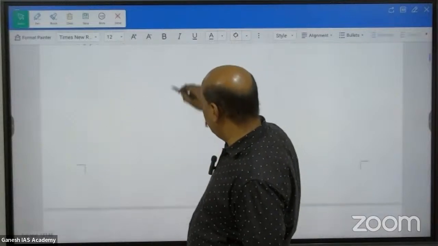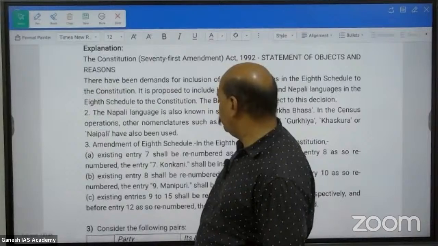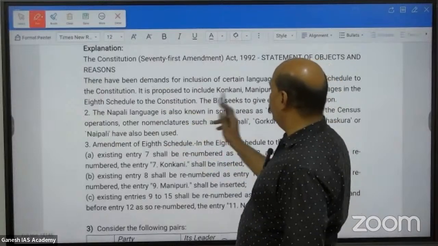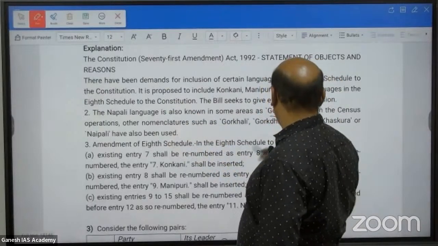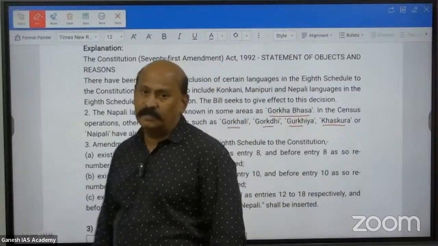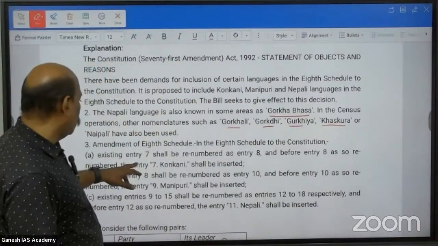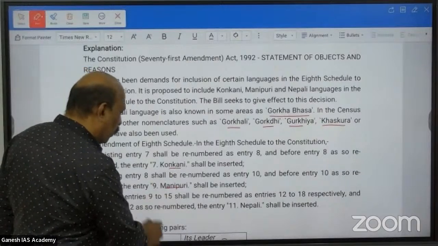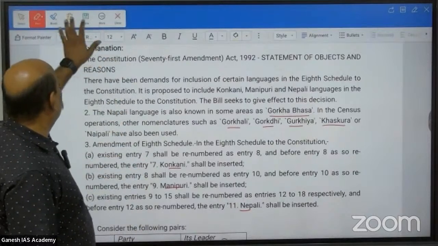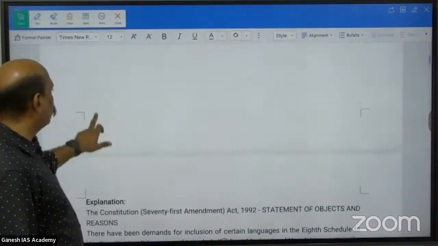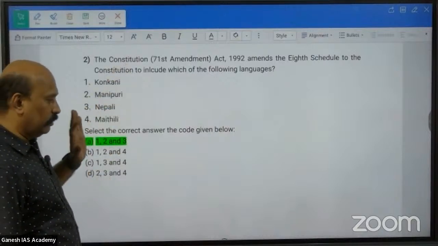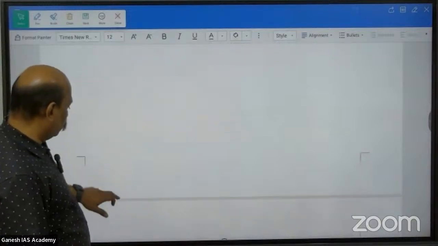And so the Constitution 71st Amendment Act, the statement of objects and reasons. There had been demands. See, the Nepali language is also known as Gorkha Bhasha or Gorkhali, Gurdi, Gurkia, Khaskura. So all these three languages were added to the Constitution's 8th Schedule. So Konkani, Manipuri, Nepali shall be inserted. So the answer for this question is 1, 2, and 3. Maithili was not added by the 71st Constitution Amendment Act. Fine. Let us go to the next question.